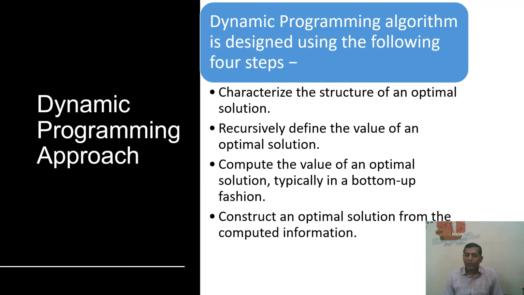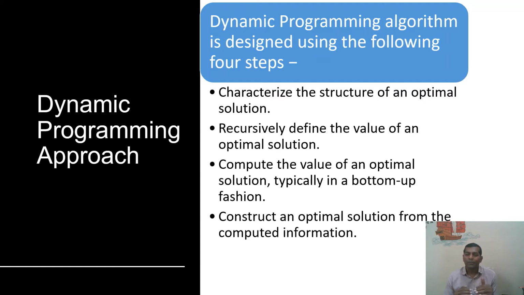A dynamic programming algorithm is designed using the following steps. We have to follow these steps. The first step is to characterize the structure of an optimal solution. This means that once we divide a complex problem into subproblems, the problem can be solved using a unique method or formula. This method or formula is known as the optimal solution. Then this optimal solution is applied to other subproblems to solve the problem in a recursive way.